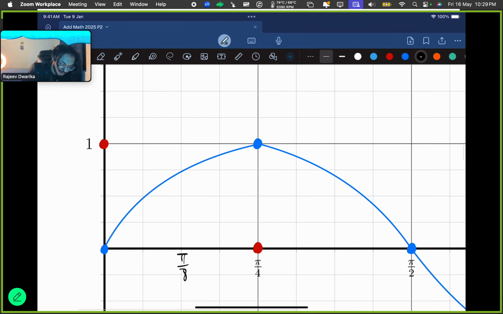Since I know how the graph is behaving, I could actually do a better sketch.